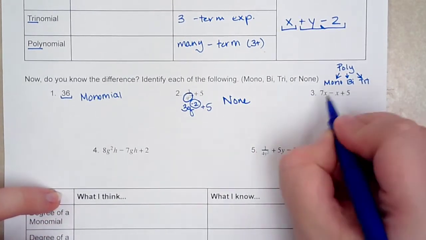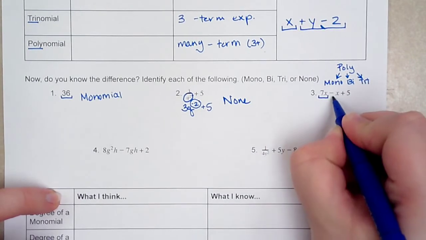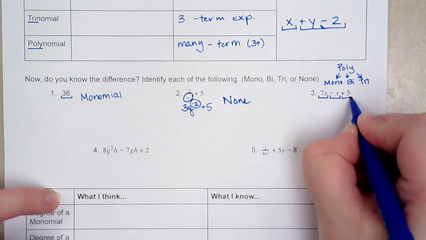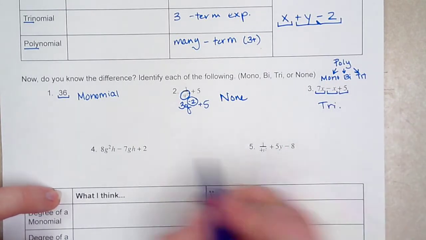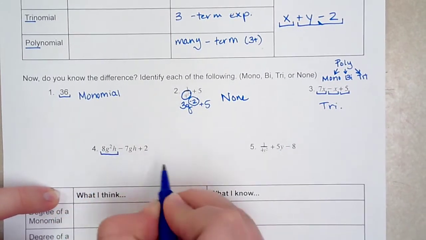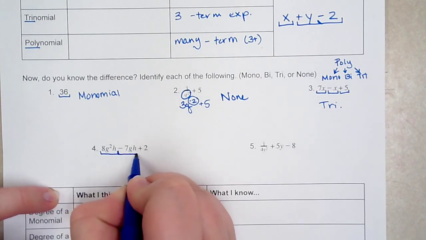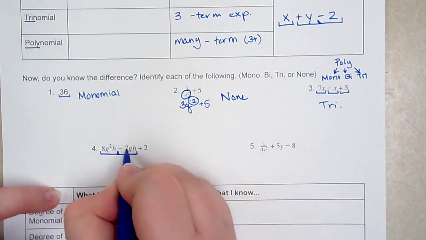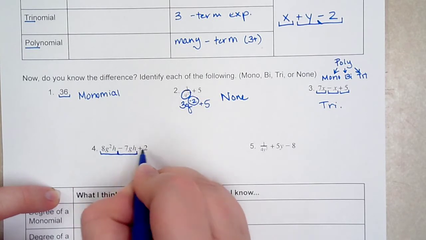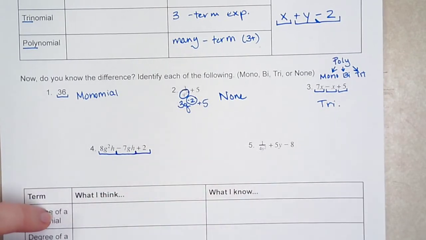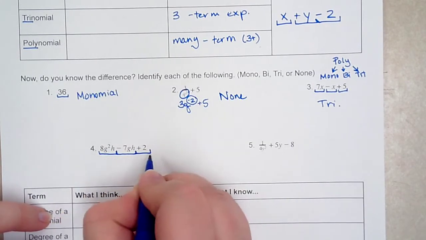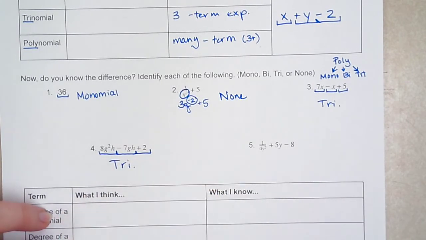Same thing here. All right, we've got a single term, second term, third term, making this a trinomial. Keep drawing those lines underneath to help you. Notice the sign goes with it. So this negative 7g times h, that negative is part of that term. Same thing here. Positive 2 is part of that term. You got 3 terms going on. It's a trinomial.